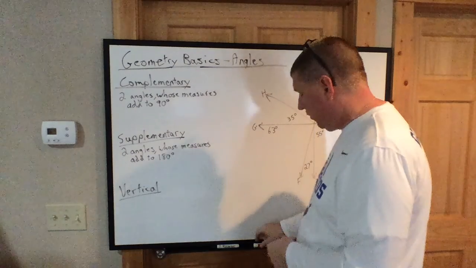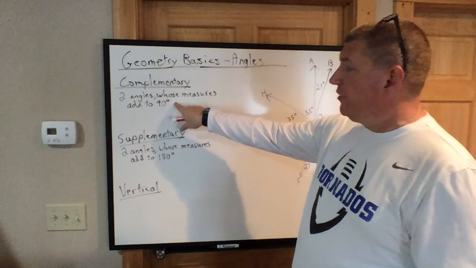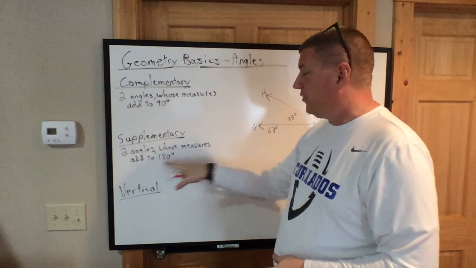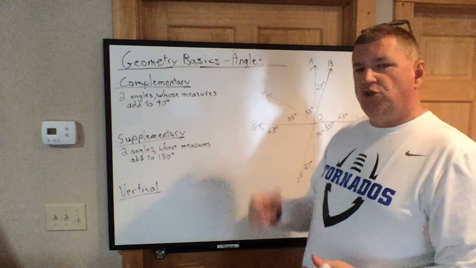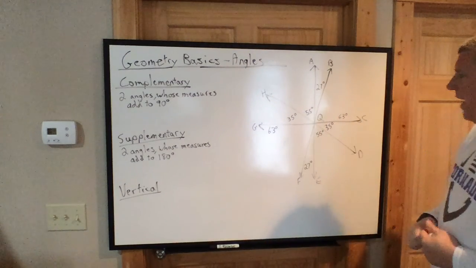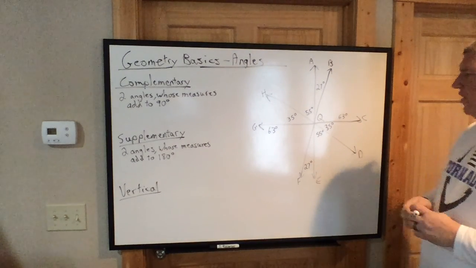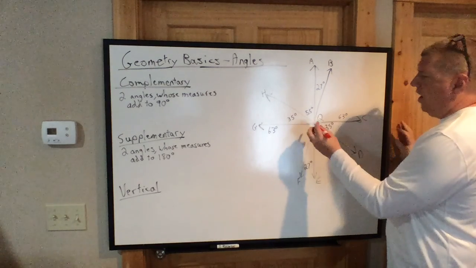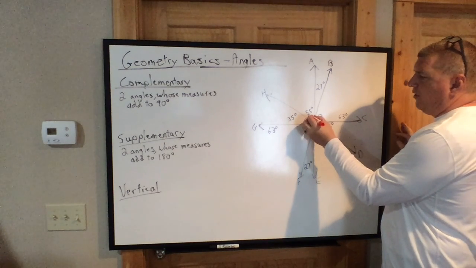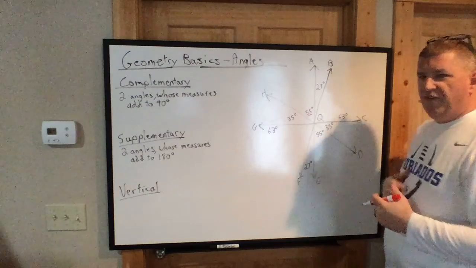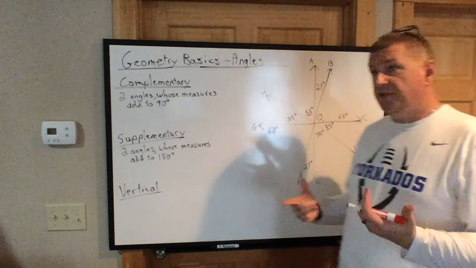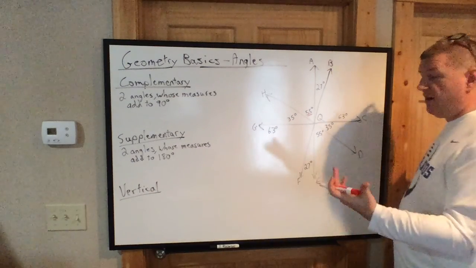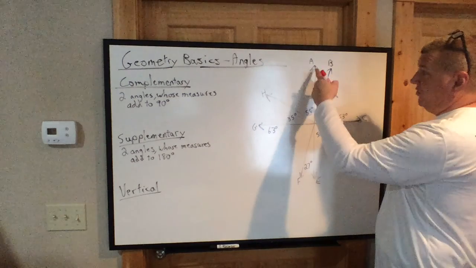So we've got our definitions. Complementary, two angles whose measures add to 90 degrees. Supplementary, two angles whose measures add to 180 degrees. So let's look at our picture over here and let's see which angles we're talking about that might work. All right, so I have an angle here that measures 55 degrees. So 55 degrees plus what would give me 90 degrees? That would be 35.